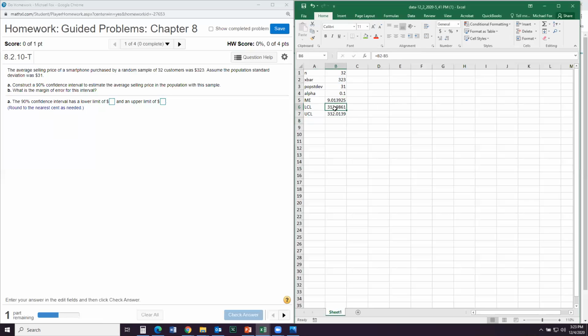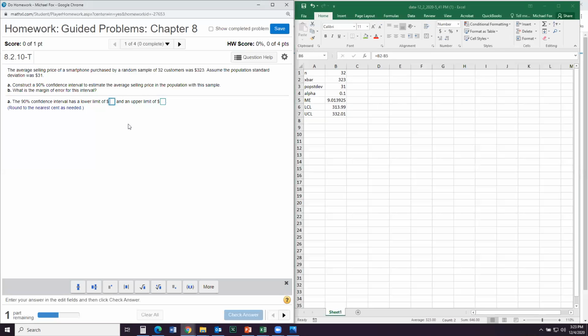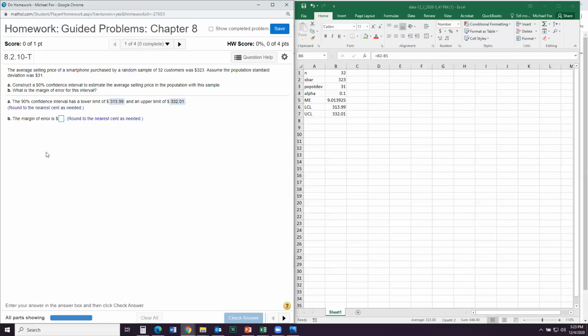I always let Excel do the rounding for me. So the lower limit is 313.99, and the upper limit is 332.01. Then it wants the margin of error, which we calculated right here. So $9.01.